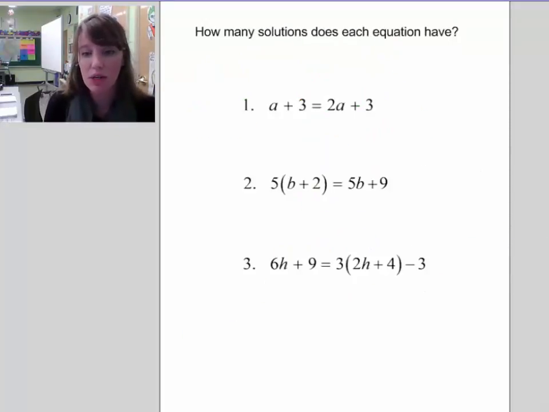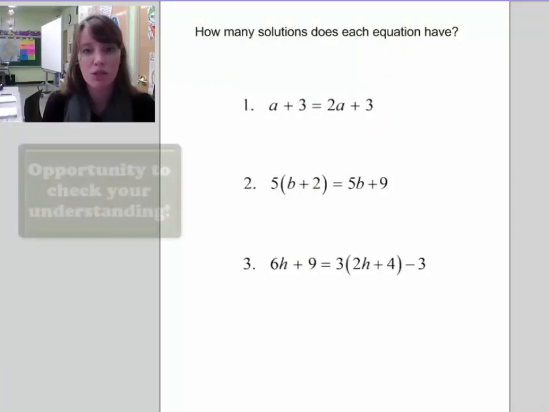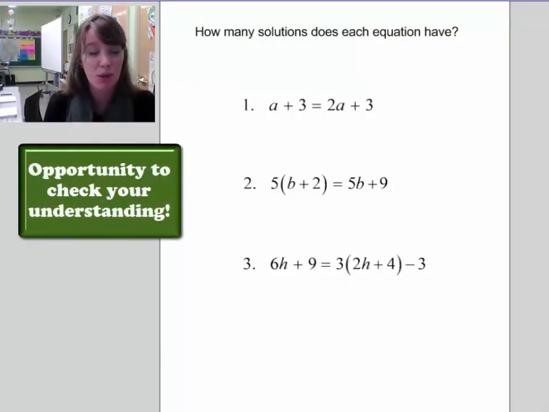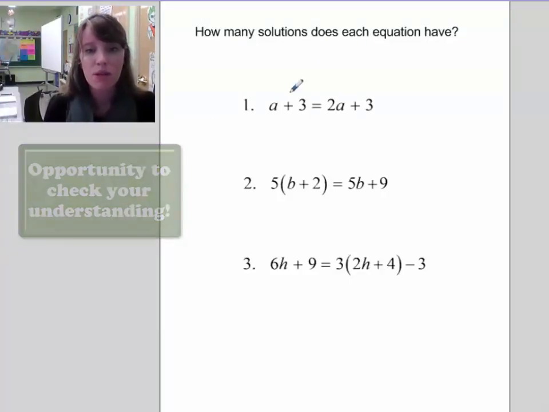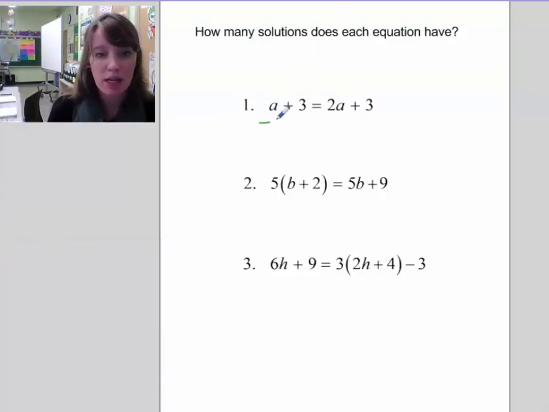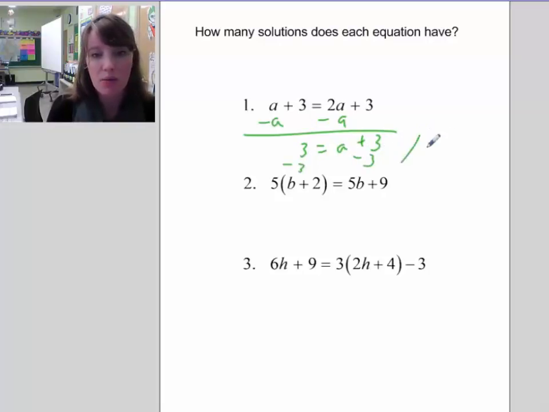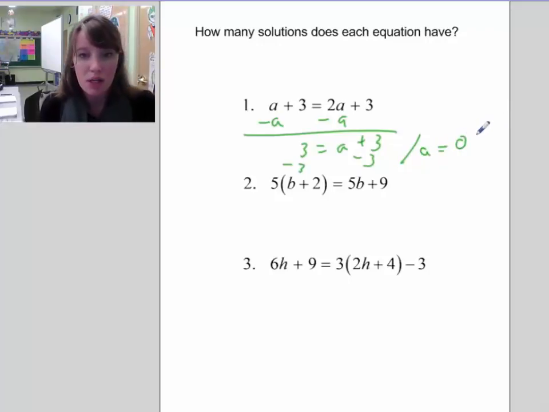Right, let's see if we can determine how many solutions each equation has. So if you want, you can pause the video and see if you're correct when you come back. So here, if I start to subtract, like let me subtract a here, I would say 3 is equal to a plus 3. And here I can already see if I subtract 3 from both sides, I'd have a is equal to 0. So be careful, because this actually had one solution, which is 0.